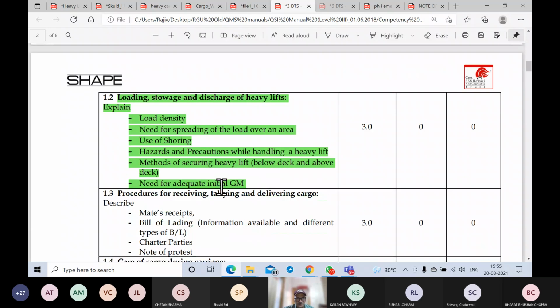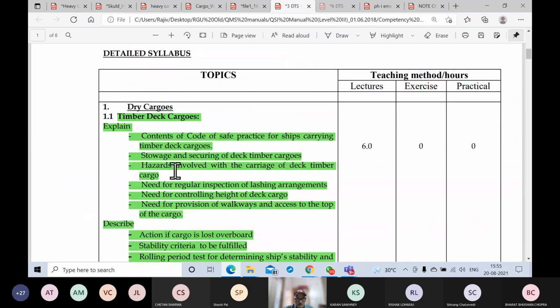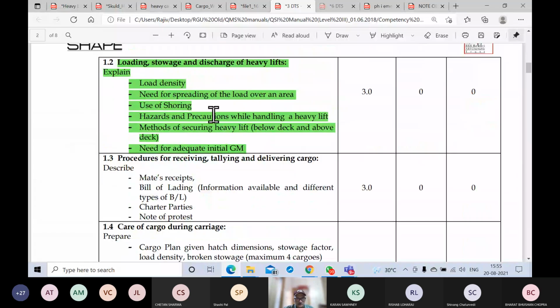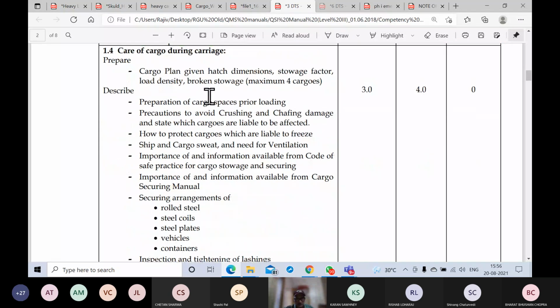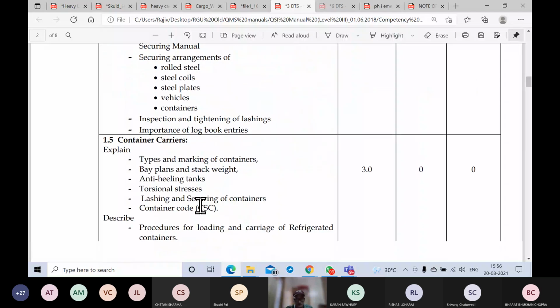ये मैंने मार्क कर लिया कि ग्रीन कलर में जो हमने मार्क किया, टिम्बर डेक कार्गो हो गया, और ये मैंने कवर किया आपके साथ. So these two topics are done. Now let us move to competence 1.3, which is receiving, telling and delivering cargo. I am just going chronological. मैं skip नहीं मार रहा हूँ. I am just going back in chronological order, right?